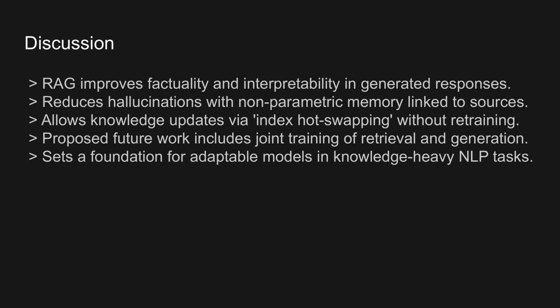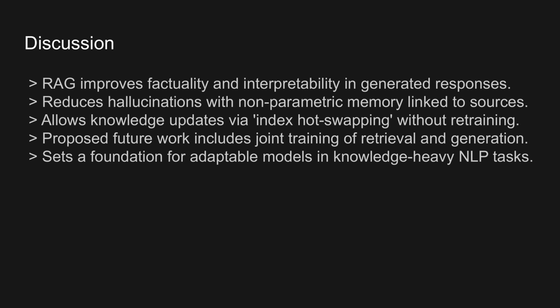Exactly. The authors also highlight the flexibility RAG gains from using a retrievable index that can be updated independently of the model's training. This is called index hot swapping, which allows RAG to stay current by updating its knowledge base, especially useful for time-sensitive information. Unlike parametric models that require retraining to incorporate new information, RAG can adapt just by modifying its retrieval index. That's quite practical. And it seems like a promising approach for any field that needs up-to-date information without the cost of frequent retraining.